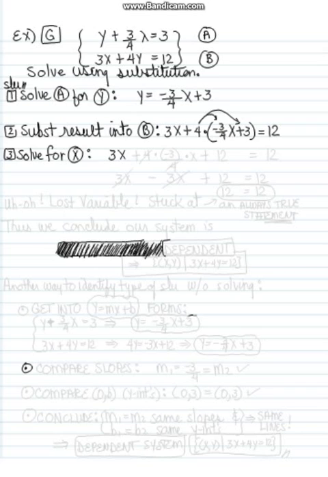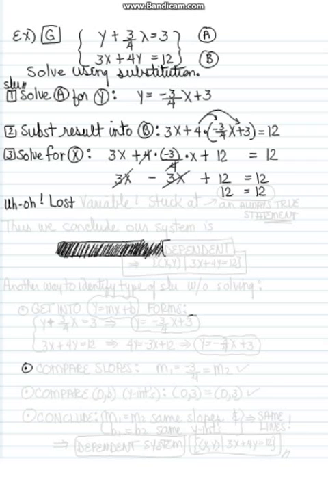Well, let's get rid of the parentheses by distributing multiplication by positive 4. And we're going to simplify each of our terms to get 3x minus 3x plus 12 equals 12. Combine like terms, we get 12 equals 12.